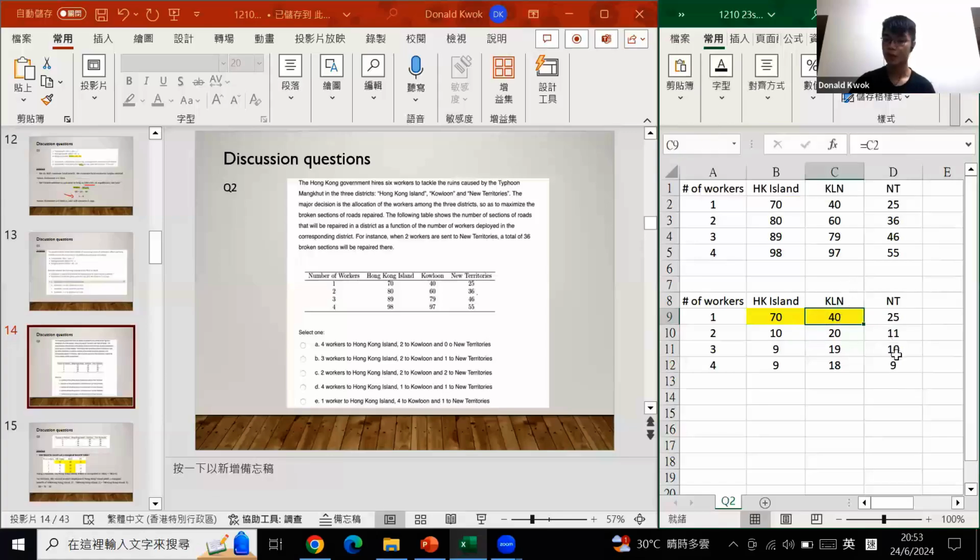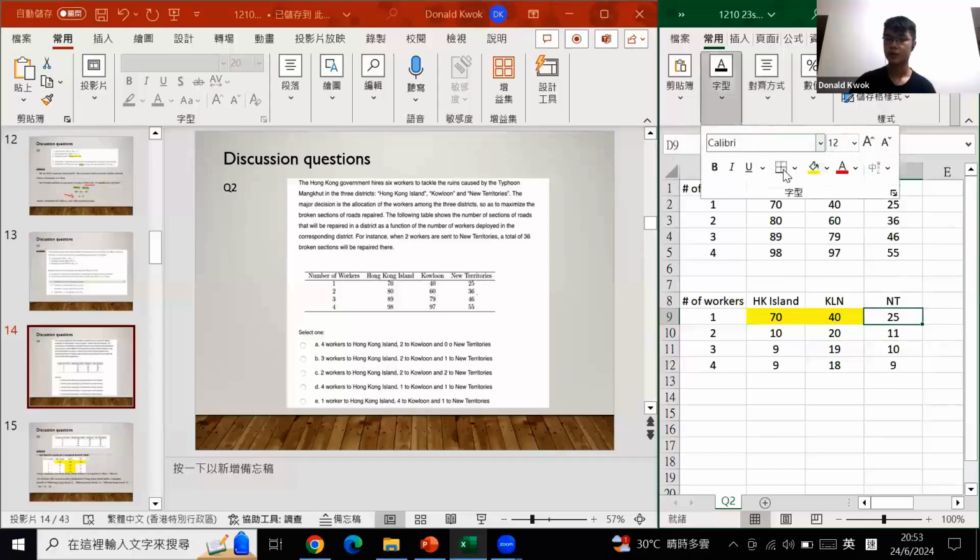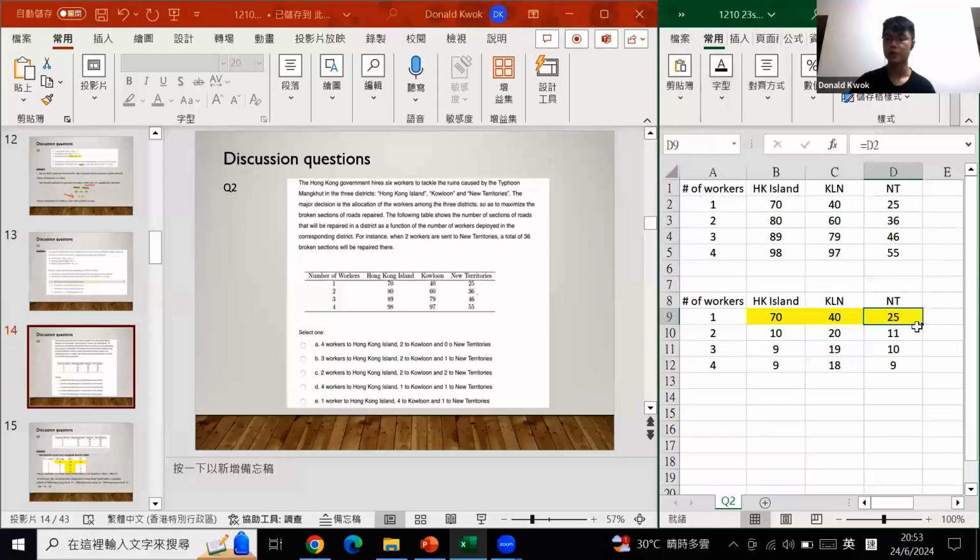And let me demonstrate for one more worker. So if you allocate to Hong Kong Island, we'll be looking for this number 10. If you allocate to Kowloon, looking for 20. Or if you're allocating to New Territories, looking for 25. So we'll be comparing 10, 20, and 25 for the third worker. And since 25 is the greatest number, the third worker should be allocated to New Territories. And continue this series of logic for the remaining 3 workers, then you should be able to find out that 1 worker should be allocated to Hong Kong Island, 4 to Kowloon, and 1 to New Territories. And this is how we can solve this kind of problem.